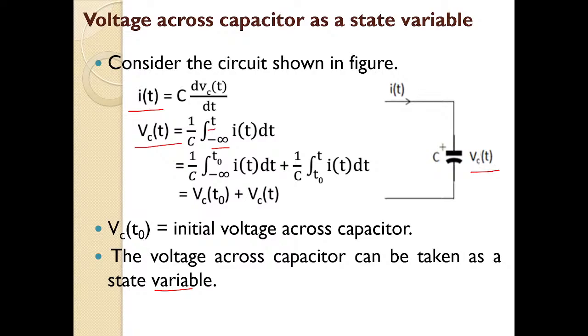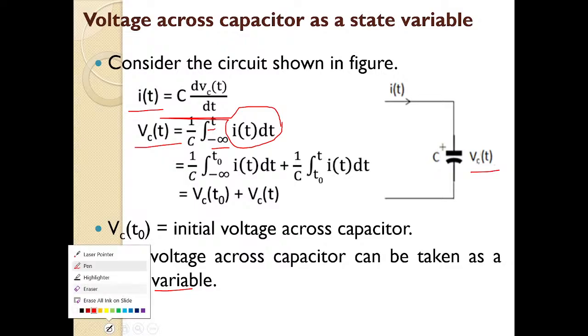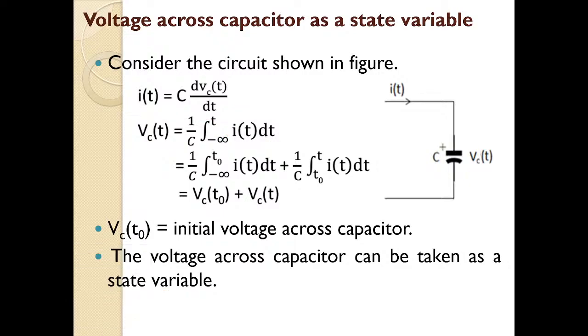Okay, so you can divide this integral, for the initial condition separately and for the present condition separately. So 1 by C integral of minus infinity to t naught of i of t dt, and 1 by C integral of t naught to t of i of t dt. Okay, so you can separate the condition for t less than t naught and for t equal to and greater than t naught. So to justify that condition you can do that.